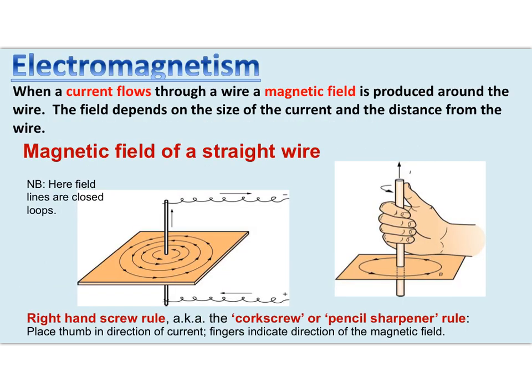We've now completed looking at magnetism, so we're going to move on to look at electromagnetism. So when a current flows through a wire, a magnetic field is produced around the wire. The field depends on the size of the current and the distance from the wire.